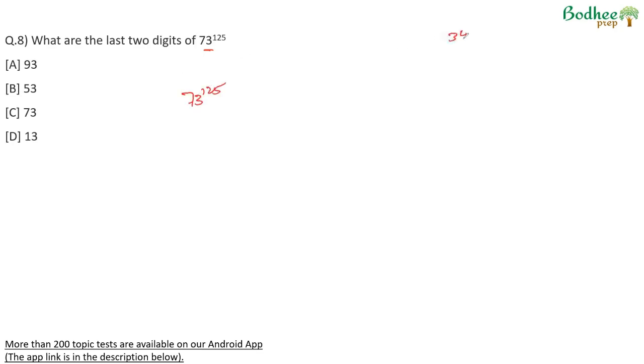We know that 3 raised to power 4 is 81. So I need a power of 4 here. So I write this as 73 into 73 raised to power 124. This can be written as 73 into (73 raised to power 4) raised to power 31. 31 into 4 is 123. Now we look at the last two digits of 73 raised to power 4.